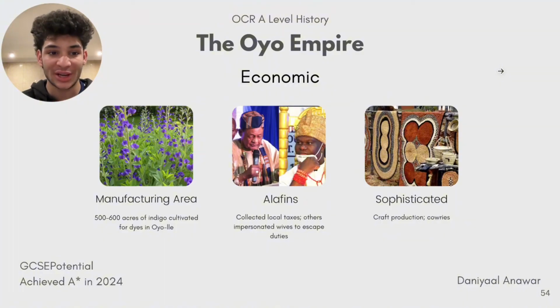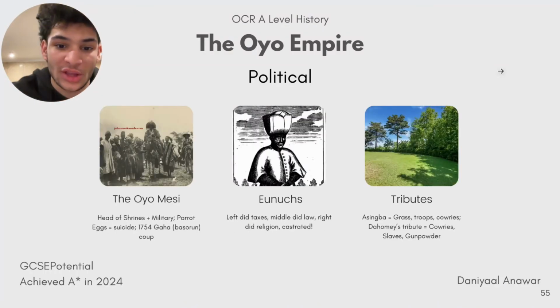And the final point for the economy was that it was very sophisticated. They engaged in craft production. They had cowries, which were used as currency, and they did cowrie gouging. Yeah, those 3 points are just, I guess there's not too much to say about the economy of Oyo, but it was just kind of advanced. They used taxes, which was pretty cool. Yeah. Cool, political. So this is, I guess, one of the most important things about Oyo.